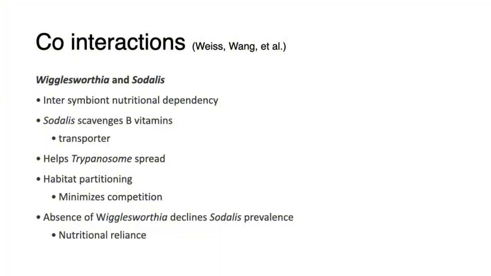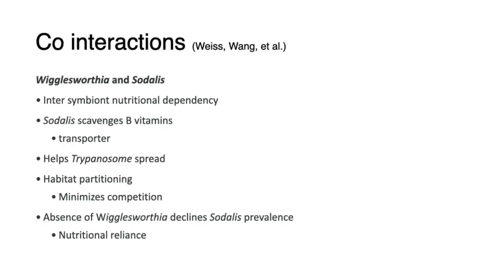Now that we have seen what Wigglesworthia does for the tsetse and what Sodalis does for tsetse, I thought it was very interesting to see what both symbionts can do for each other. So this is going to talk about the co-interactions between Wigglesworthia and Sodalis. Papers have recognized that they have an inter-symbiont nutritional dependency. They are able to cooperate and they are interdependent on one another as they have co-evolved to live within this one system. And they have recognized that both are essential for the host survival and reproduction.